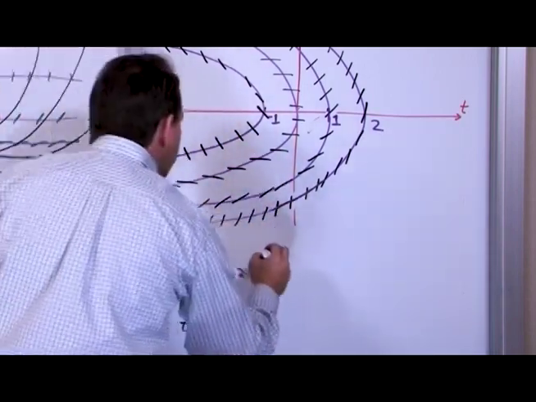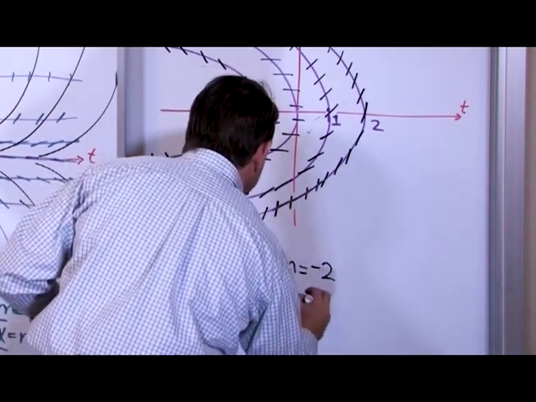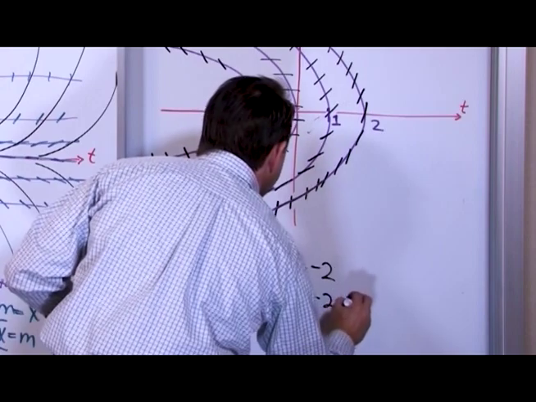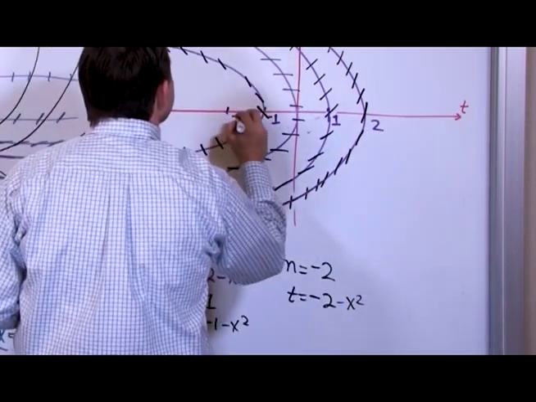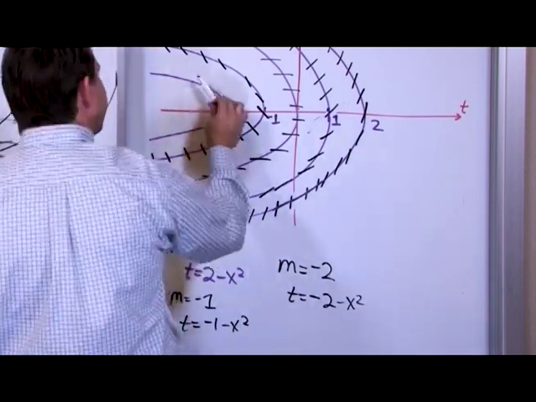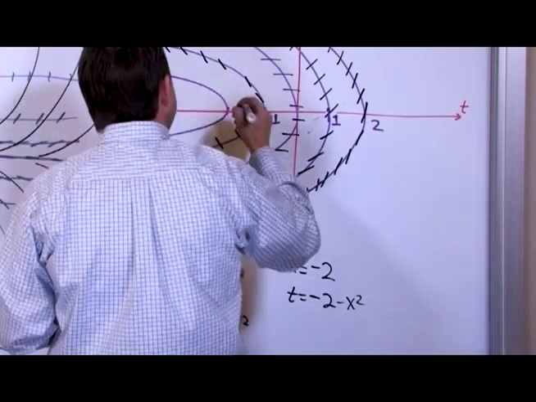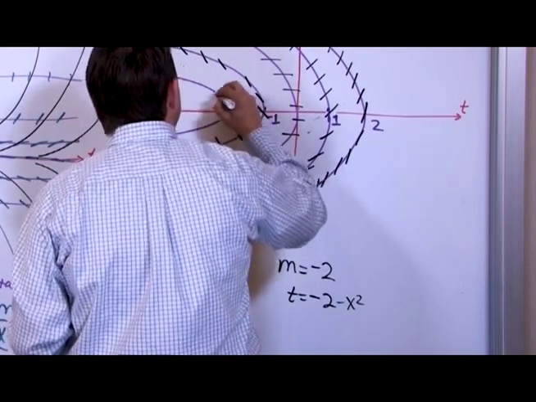And then moving right along, we'll say m is equal to -2, so t is equal to -2 minus x squared. So it's the same thing, shifted 2 units. I think you see the pattern here, -2. So here's my isocline coming in. -2 is even steeper. So I'll do my best to do something steep here.